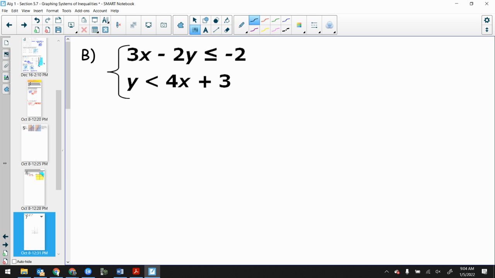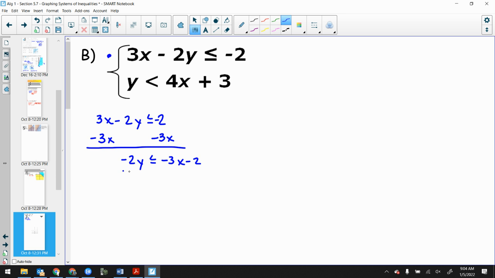guys. All right. So the first thing I've got to do, can I graph the blue line as it is? No, I've got to solve it for y. So it's 3x minus 2y is less than or equal to negative 2. I subtract the 3x. So I get negative 2y less than or equal to negative 3x minus 2. We divide by negative 2.